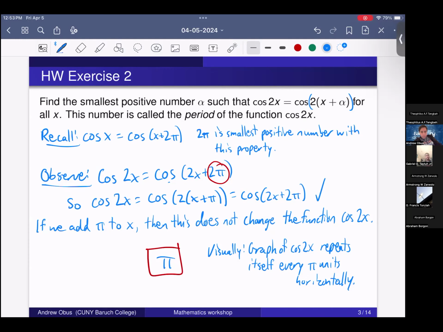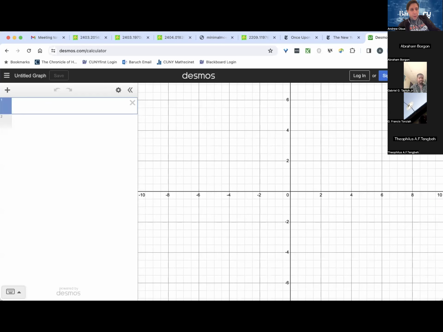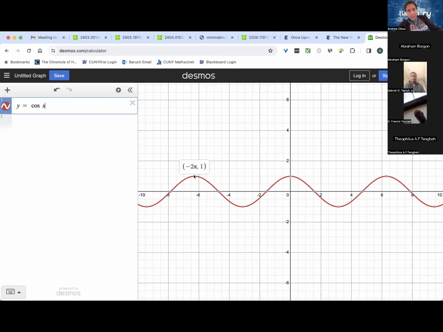Here we are. Okay, so I'm going to share my screen. If I have y equals cosine of x, then I get this graph over here. One thing you can see is that this graph repeats itself every 2 pi, right? It goes down and then up. It does one wave every 2 pi.